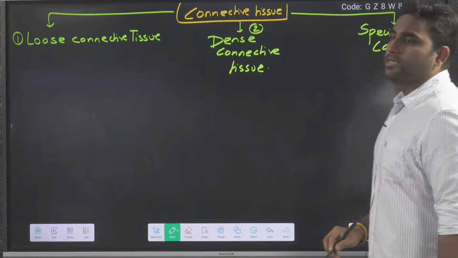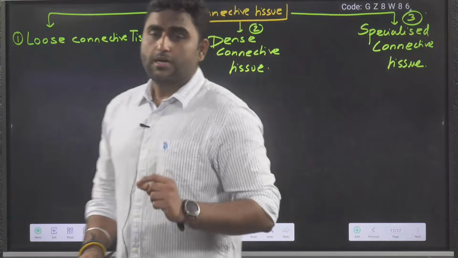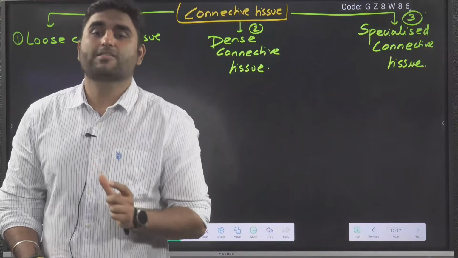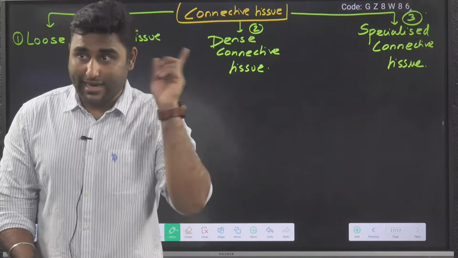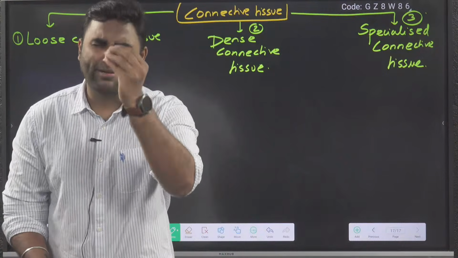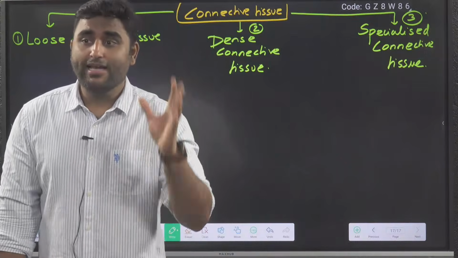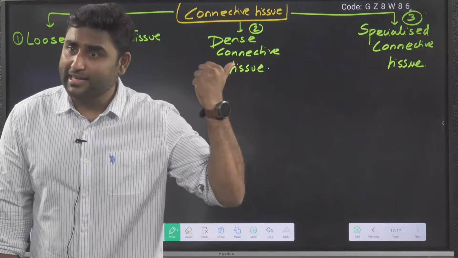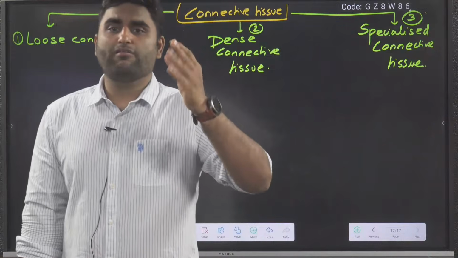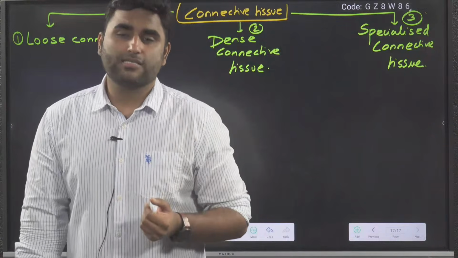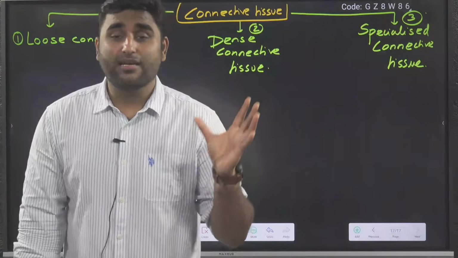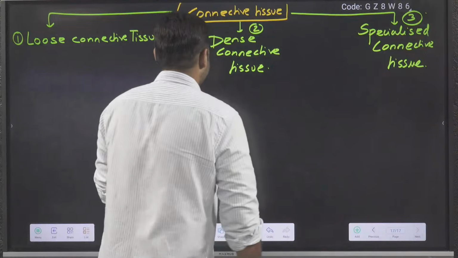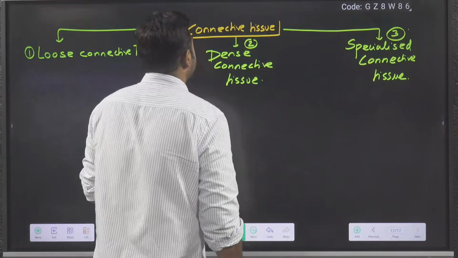Okay? See, all this classification is based on the nature of the matrix. Whenever you study any classification, animal kingdom classification, epithelial tissue classification, connective tissue classification, there is always a basis. Here, what is the basis? The basis is the nature of matrix.